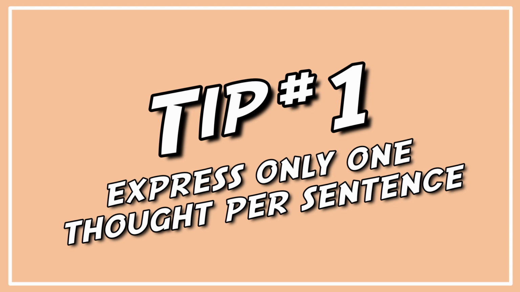Tip number 1 is for sentences. Make sure that you're expressing only one thought per sentence. This ensures that you and your reader don't get lost. Some ideas might take more words to express, therefore require a slightly longer sentence, but don't be afraid to have a short and direct sentence in your paragraphs.